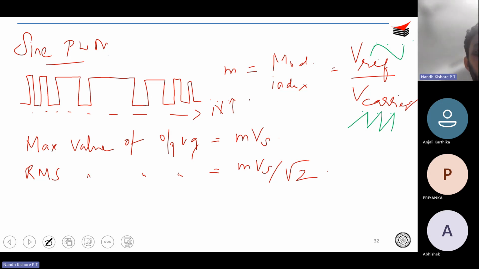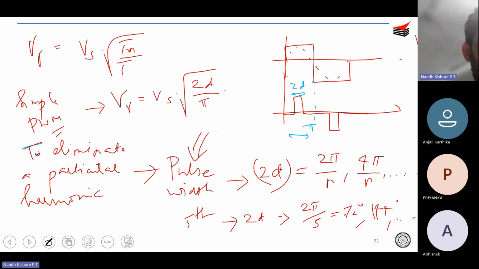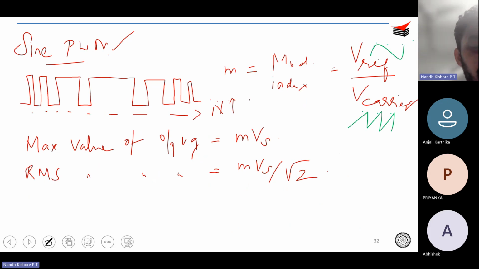Okay, so this was about sinusoidal PWM. We predominantly will see problems in PWM from only sinusoidal PWM or the simple PWM. What is the pulse width and VRMS? And similarly for sinusoidal PWM also, what is the modulation index and what is the maximum value of output voltage, and what is the RMS value of the output voltage?